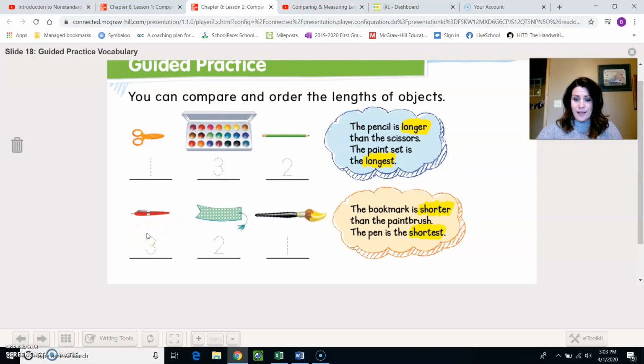Now I have to look at the next problem. Again, they have numbers underneath them already for me, so I need to figure out what that means. The paintbrush, I would say, looks like it's longer than the bookmark and longer than the pen. So I think that's why it has a number 1 under it, because it's the longest. Then the bookmark, it's not the shortest or the longest, it's the middle. And then the pen, which is the shortest.